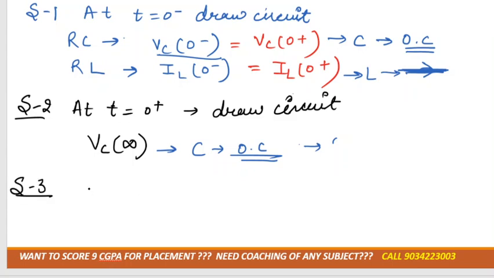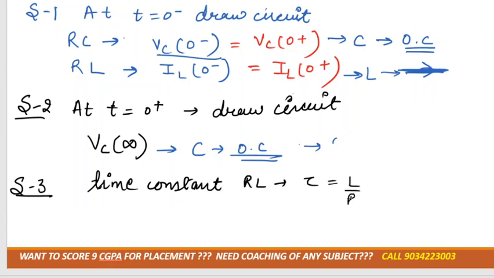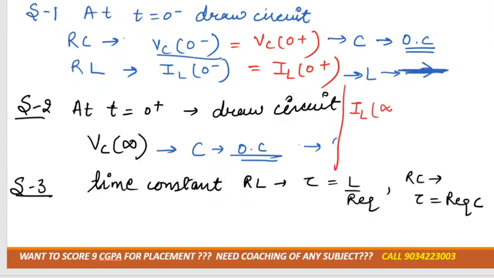Now step number 3, we need to calculate the time constant, right? For an RL circuit, tau is L divided by R equivalent. If there is an RC circuit, then tau is equal to R equivalent multiplied by C. If there was an inductor, then for step number 2 we need to calculate IL of infinity. Again, the inductor would be marked as a short circuit. Yes, that would be IL of infinity.